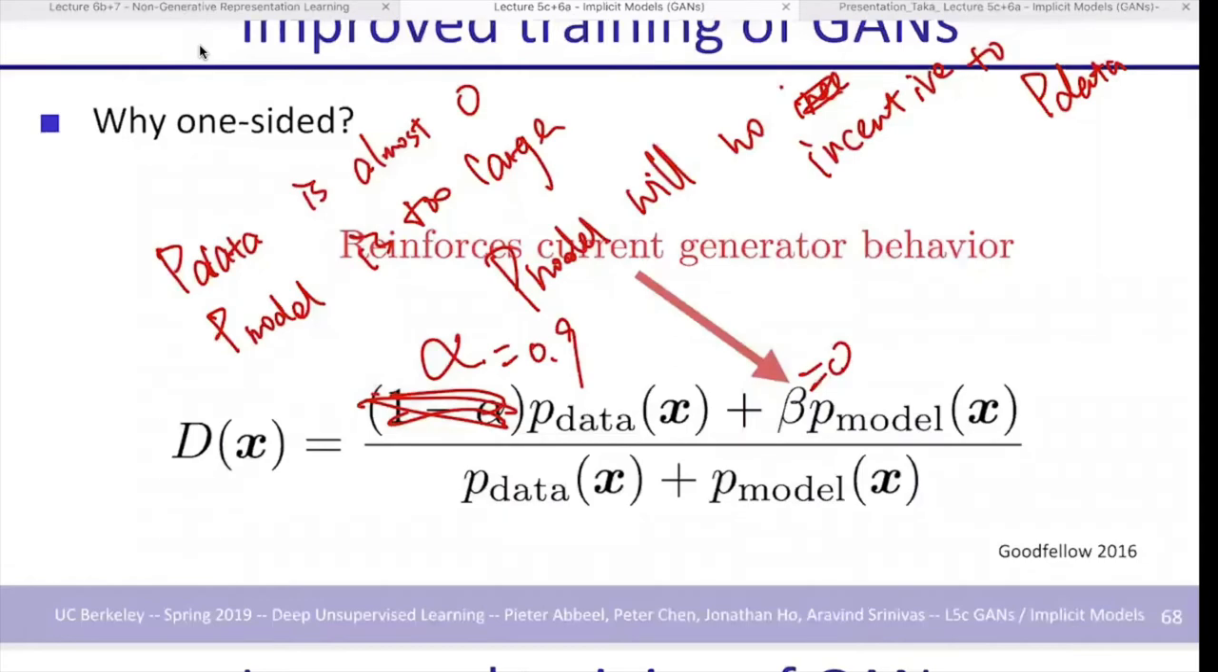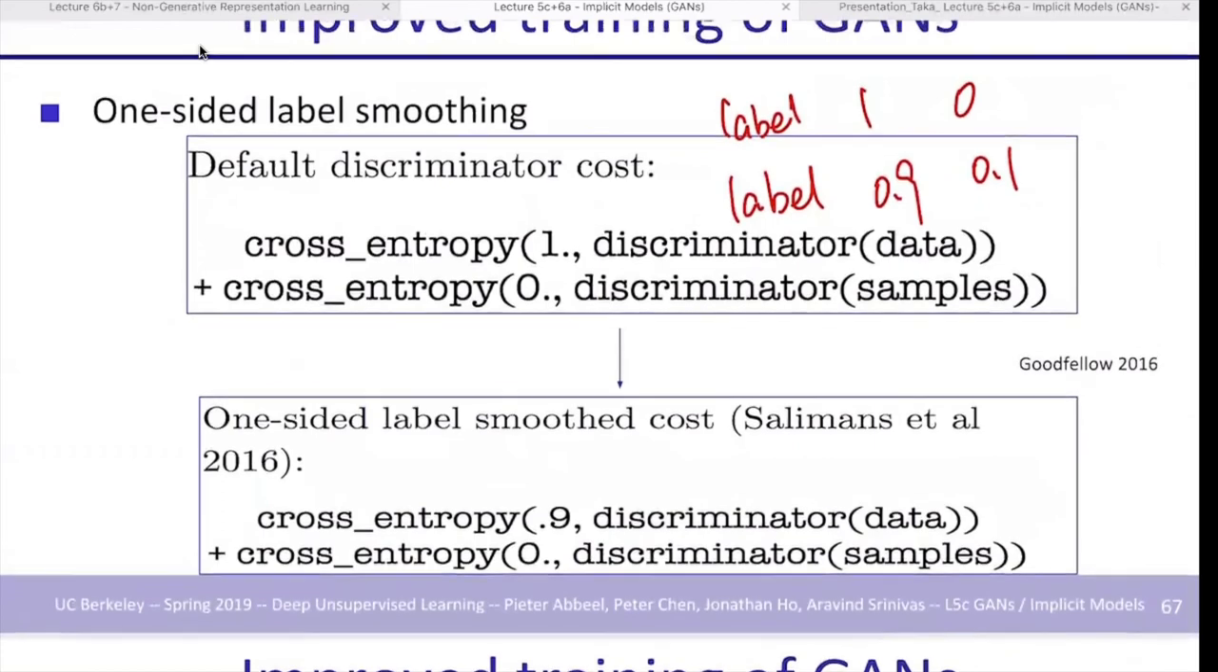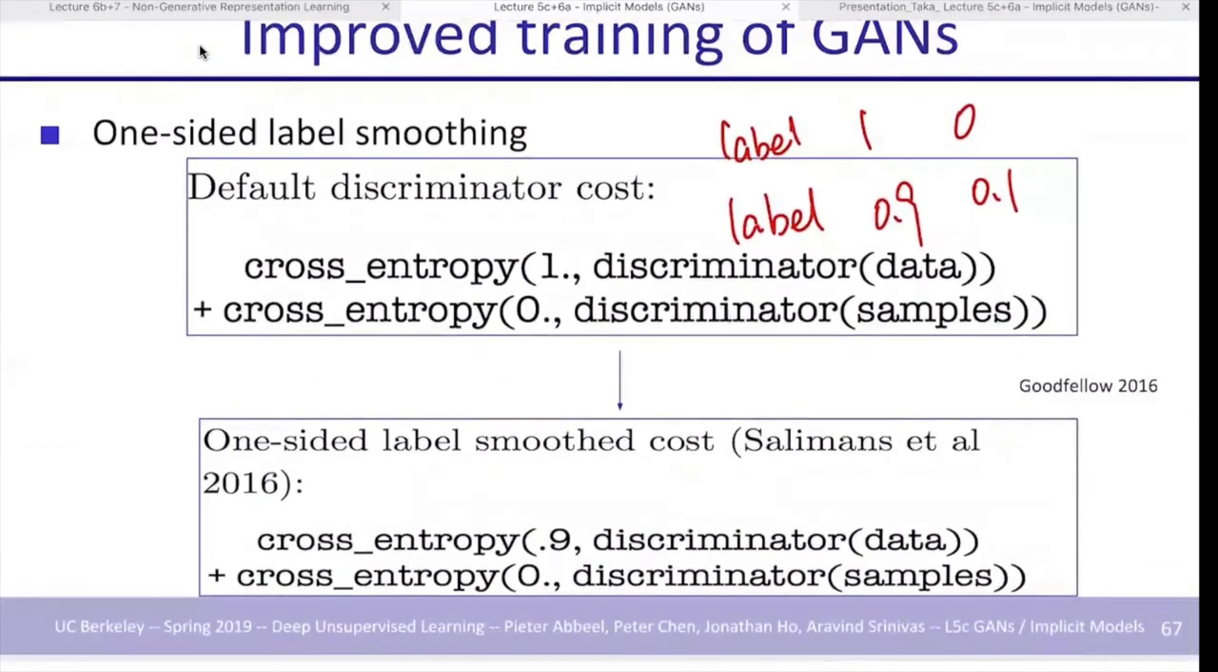Can you go to the previous slide? Yeah, right. I've seen other literature which explains why they use one-sided label smoothing. Because typically in GANs, if the discriminator is too confident, for example, for the real data, they just predict 1, and for fake data, they predict 0. If the discriminator comes to a state which is too confident like this, then the generator will hardly learn anything because of the gradient saturation problem.